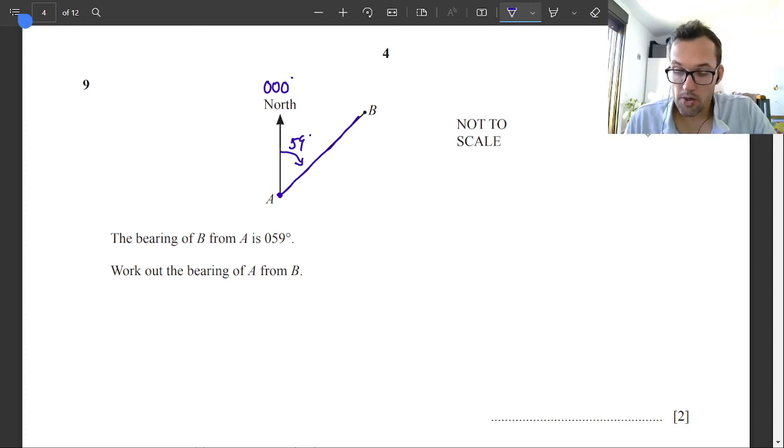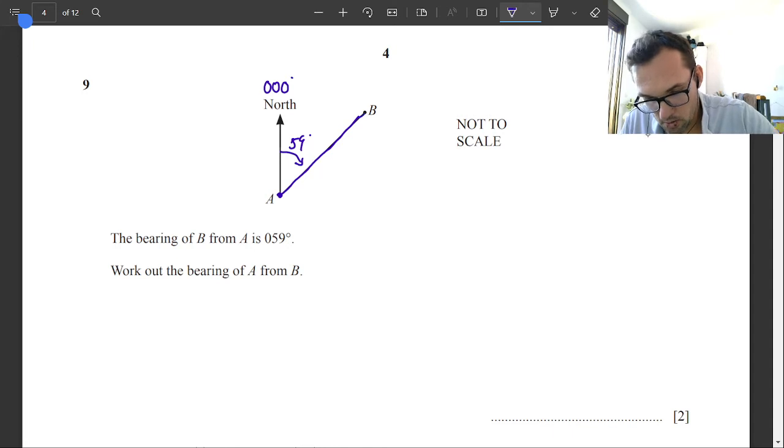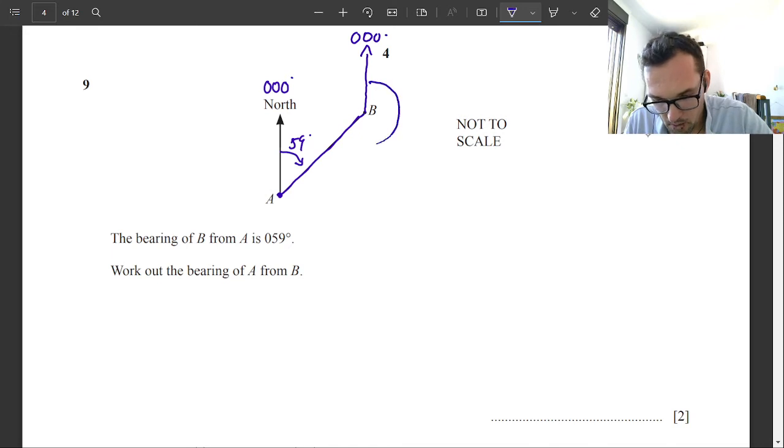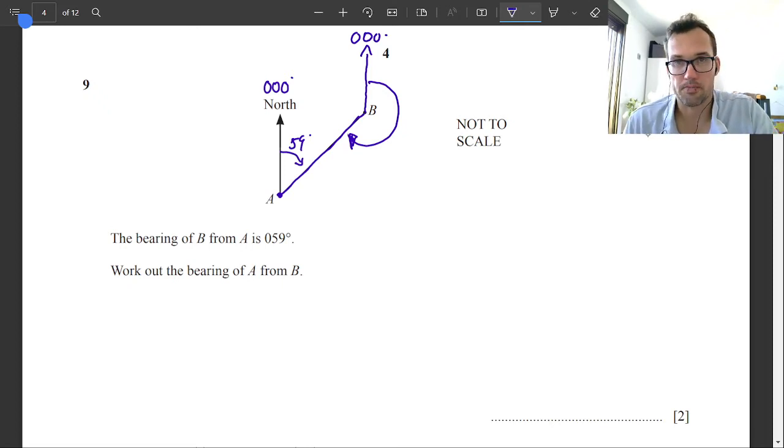Okay, work out the bearing of A from B. Now imagine you've been to B, did your city break, visited your girlfriend, whatever you did there. You're going back. So what are the rules? Again, north is 0, 0, 0. Second rule, always go clockwise. So to measure this bearing, we need to go this way around. Now we can't measure it because it's not to scale, we need to calculate it.